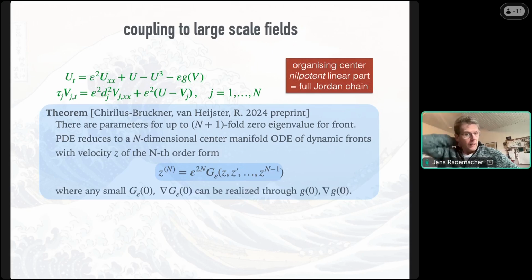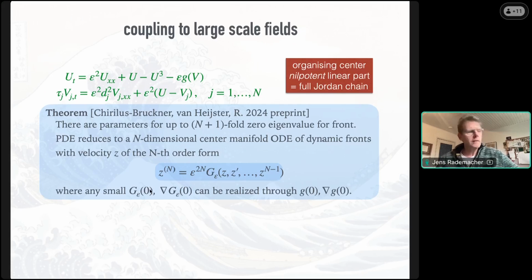Okay, and again, we have such a realization or embedding type result, that we can realize any small Taylor jet of this ODE up to a certain order, right? So this is here the length of this Jordan chain. And this can be realized by choosing this coupling function, right? So the coupling function is our control, basically. We can choose this coupling function in such a way that we know what the ODE on the center manifold does. And from an abstract viewpoint, this is basically clear, and of course also these parameters.